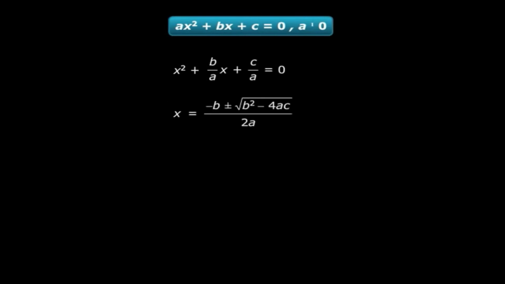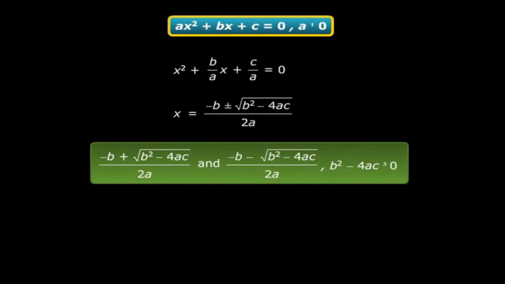What does this mean? This implies that the quadratic equation with us was ax squared plus bx plus c equals 0, and its roots are minus b plus square root of b square minus 4ac by 2a and minus b minus square root of b square minus 4ac by 2a. Here b square minus 4ac is greater than or equal to 0, right?